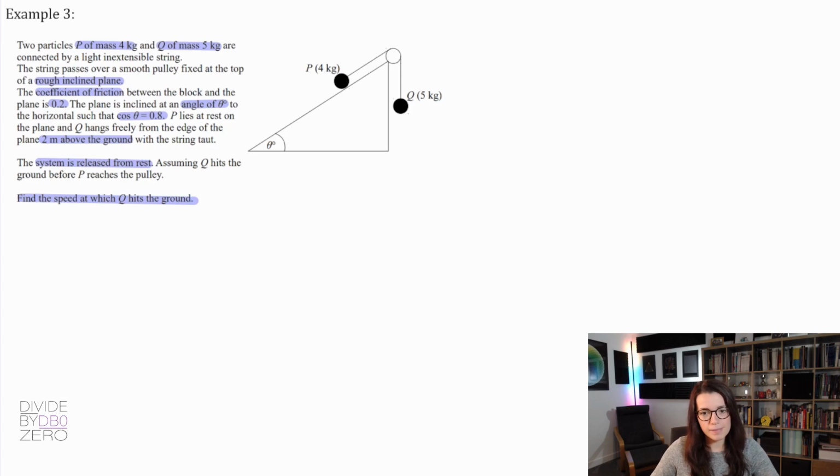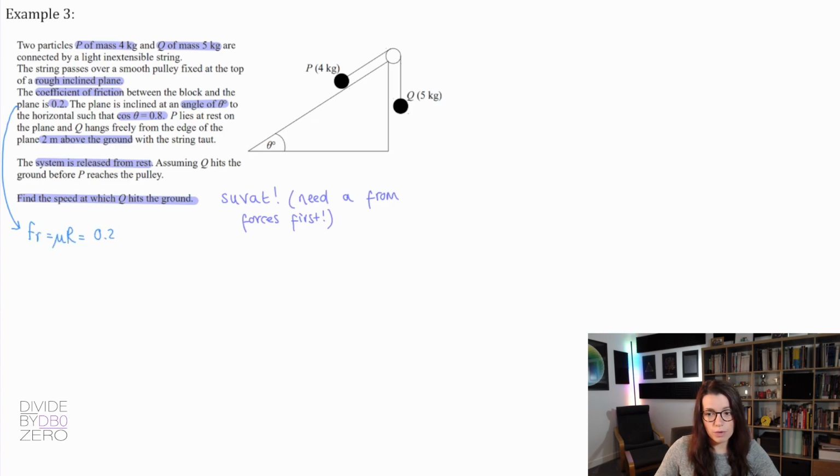Now, this sort of information is making me think of SUVAT, so I'm just going to make a note to myself that SUVAT is probably going to be involved, but we'll need to find the acceleration from the forces first. Otherwise, we won't have enough information to find the final velocity. At this point, I'd also make a note to myself about that coefficient of friction. So friction, again at its maximum, and this time 0.2 R. And then I would move to labeling the diagram.